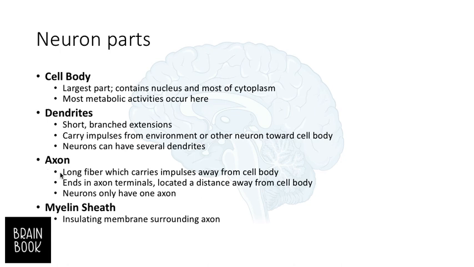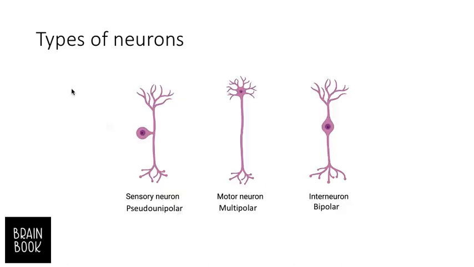The axon is a long fiber which carries impulses away from the cell body, and it ends in the axonal terminal, and it may be located at a distance away from the cell body. And the neurons have just one axon. And here we can see that the myelin sheath is a part of the neuron that insulates the membrane surrounding the axon with different functions. Here we have three different types of neurons, as we talked about them in our last videos: the sensory neurons, the motor neurons, and interneurons with different functions.